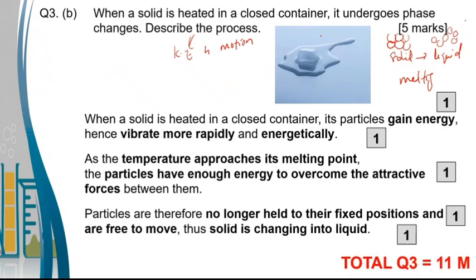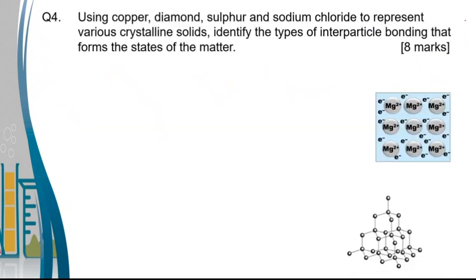Okay, total marks of this question number 3 is 11 marks. Now we are coming to our last question. Using copper, diamond, sulfur, and sodium chloride to represent various crystalline solids, identify the types of interparticle bonding that forms the state of the matter.